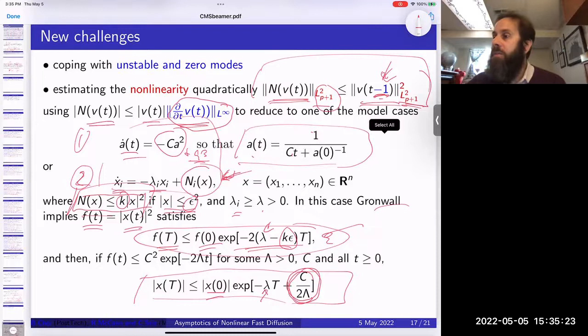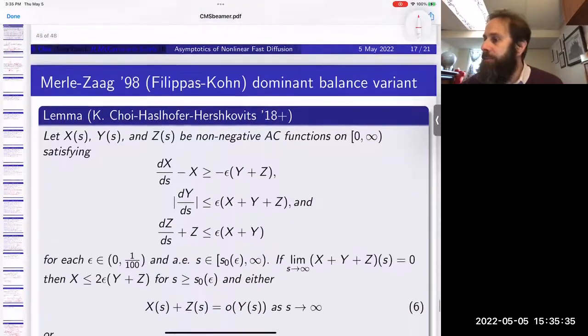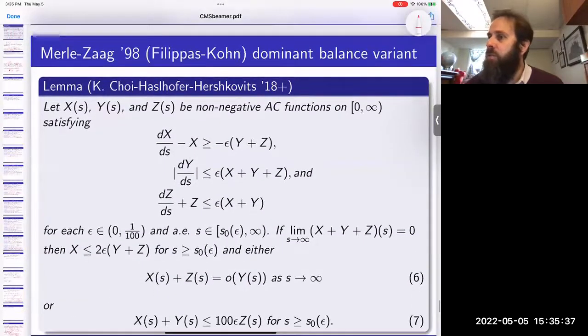Okay, so I'm going to tell you a tiny bit about how we cope with the unstable and 0 modes, and then a tiny bit about how we cope with the nonlinearity. So for the unstable and 0 modes, we use this technology which goes back to a famous ODE lemma of Merle and Zaag, which actually has its roots in work a little bit earlier by Filippas and Kohn.